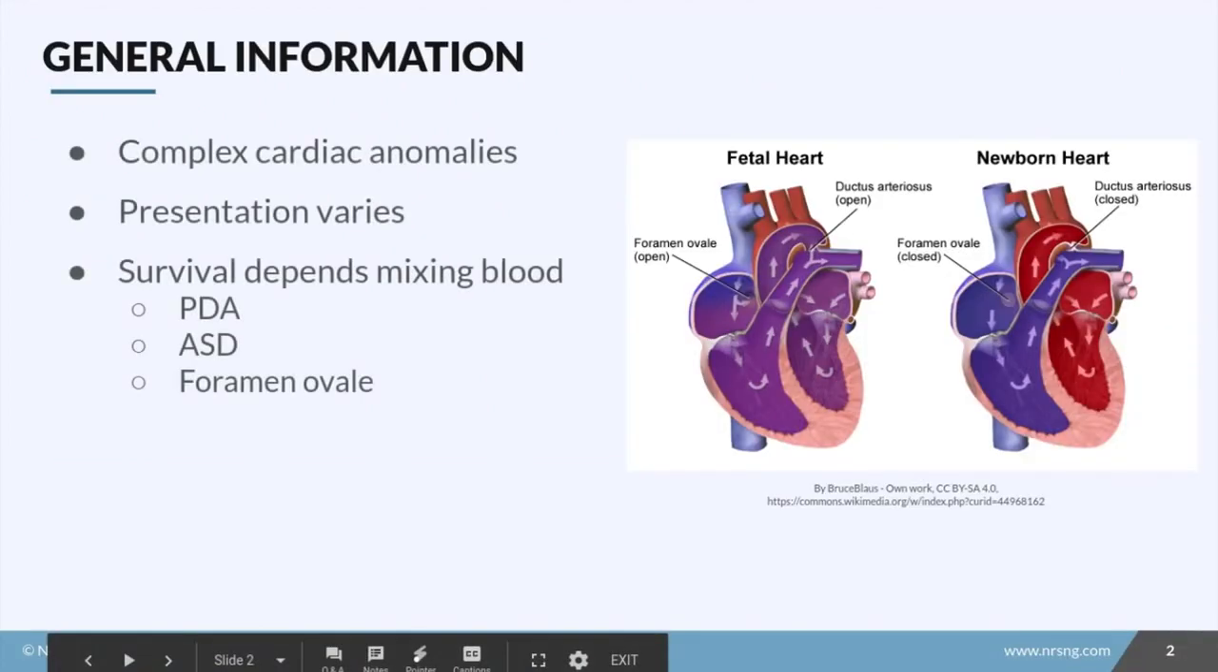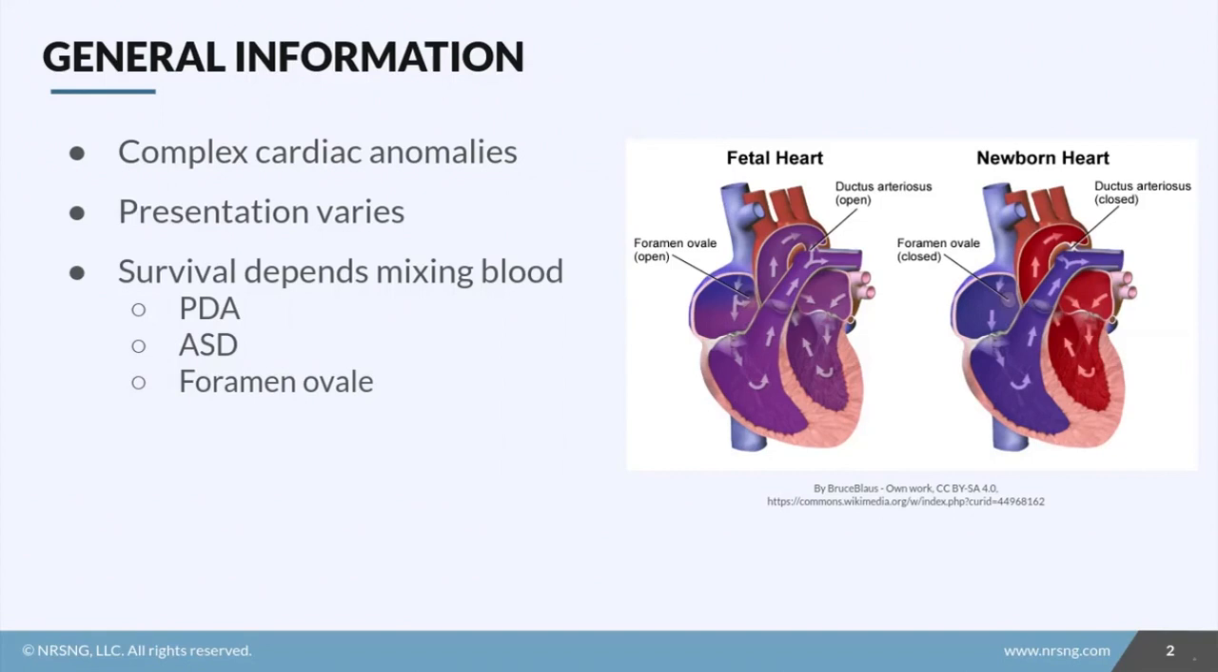Alright, you guys, in this lesson we are going to be talking about mixed congenital heart defects. These mixed congenital heart defects are actually pretty complex and can present in a lot of different ways, depending on how large the openings are or how severe the defect actually is.